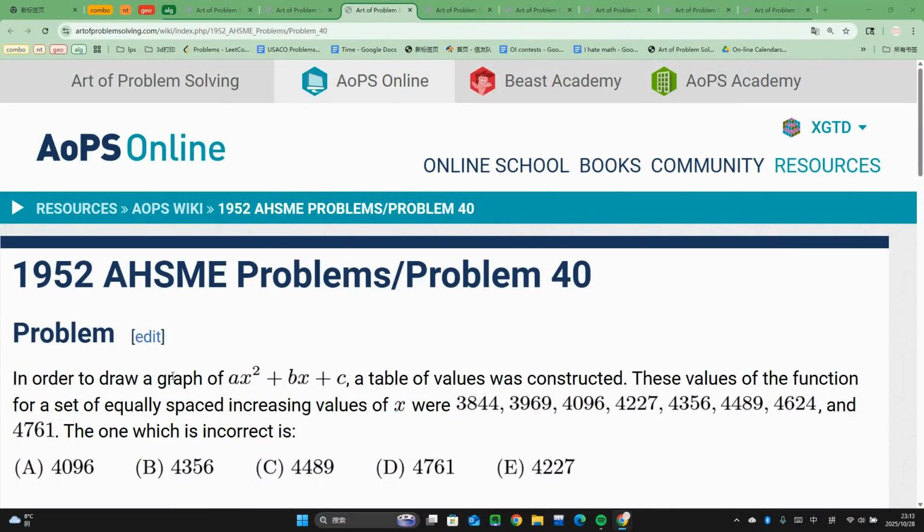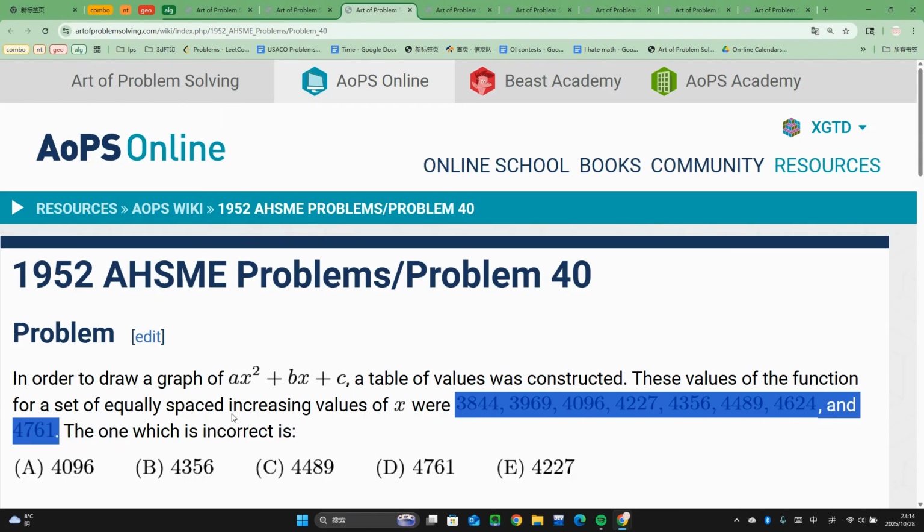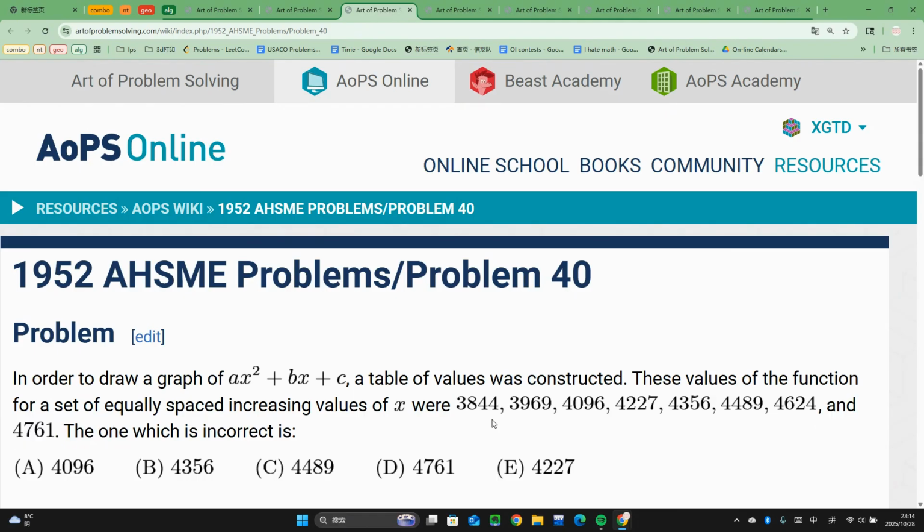So in order to draw a graph of ax squared plus bx plus c, we have a table of the values of x in equally spaced increasing order, in which we don't know what they actually are, but we know their values are all of these. And we're trying to find which of these values are incorrect.